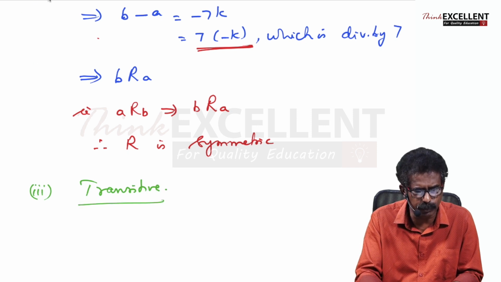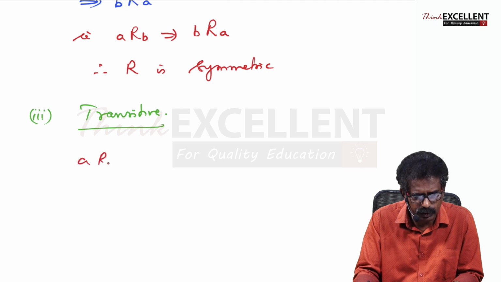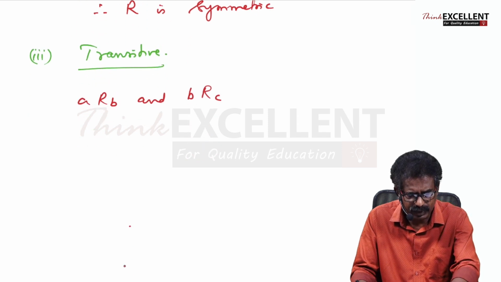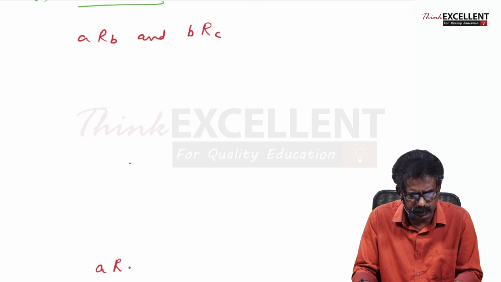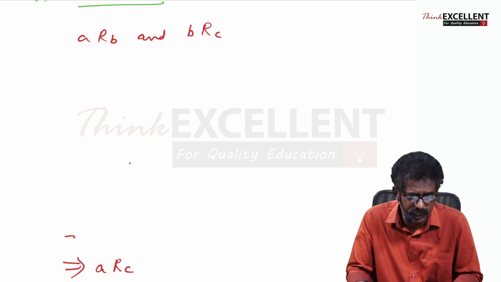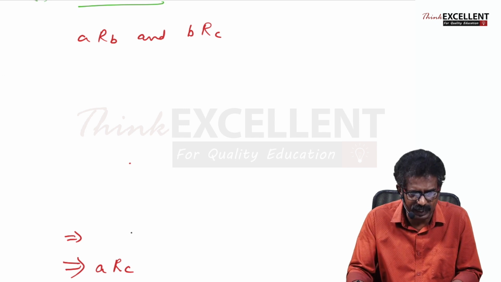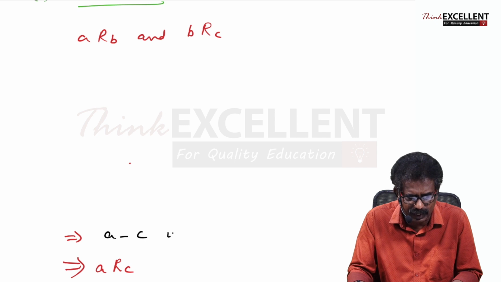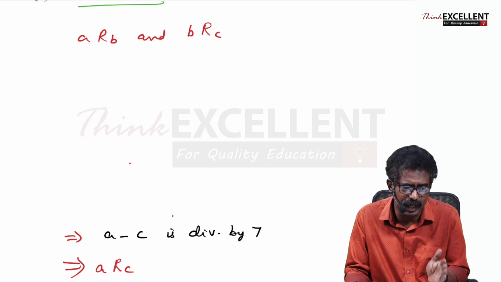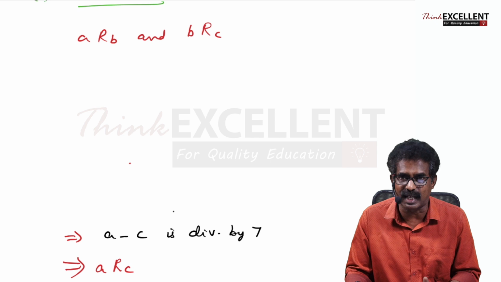Listen, what we have to prove. We write that first. Please listen. Transitive means A related to B and B related to C, you have to get A related to C. When can you say A related to C? The previous step: the difference is divisible by 7. That is, you are supposed to get A minus C divisible by 7. If you get a result like this, you can say A is related to C. Then we say R is transitive, right?